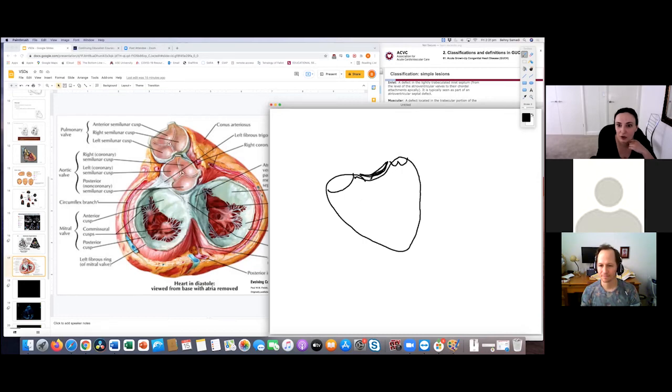And then you're going to have, coming from here, the membranous part of the septum. This is all inlet. This is your little cone. So that's your outlet. And then all of this stuff is trabecular. Make sense? Yeah.